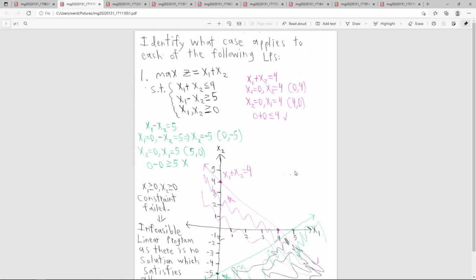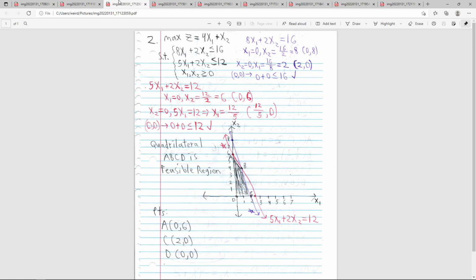There's no... What would be the feasible region is not a feasible region because it's infeasible. Here's one. So let's go try to look at something better.